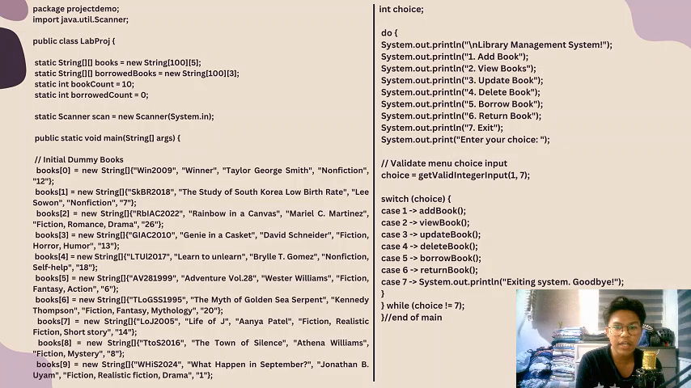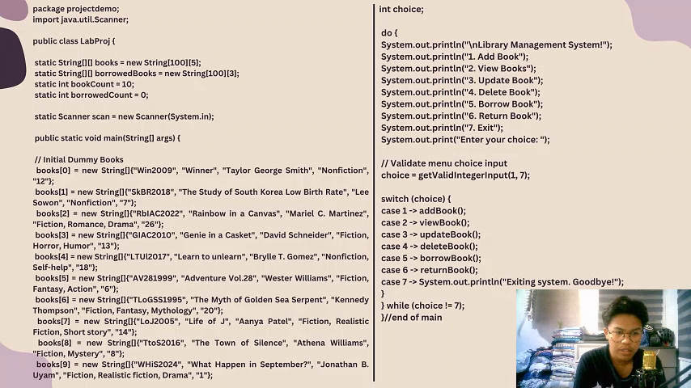Another 2D array, borrowed books, keeps a record of borrowed books including the book ID, borrower's name, and the date of borrowing. At the start, the system is preloaded with 10 sample books. The program's core logic resides in the main method, which continuously displays a menu of options to the user.